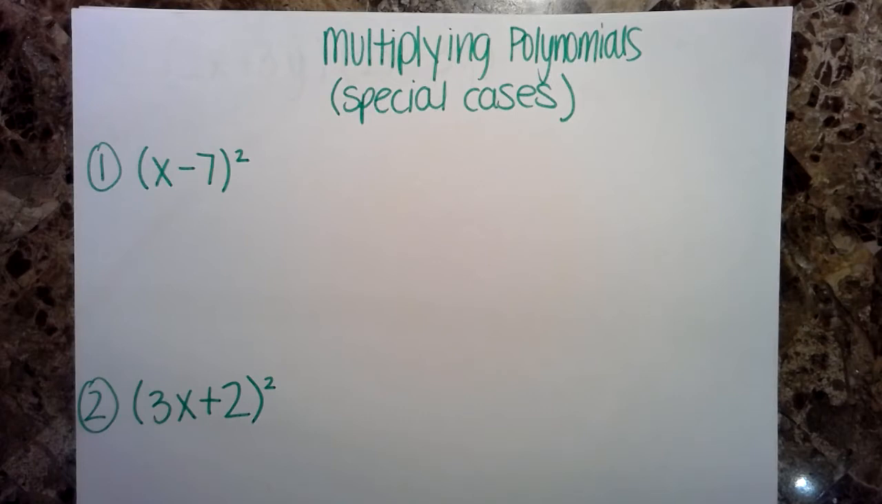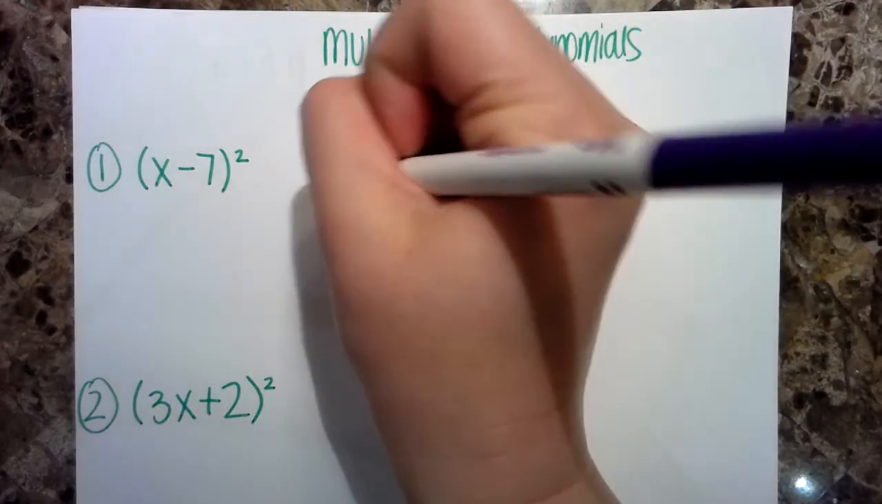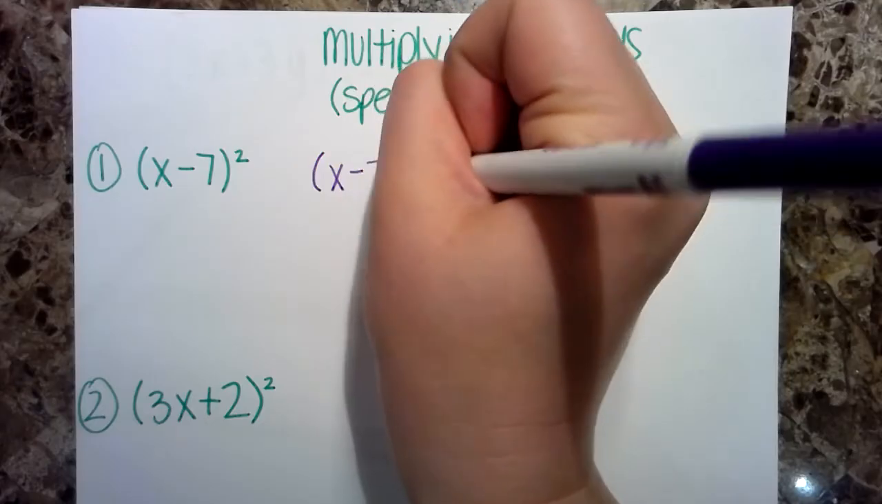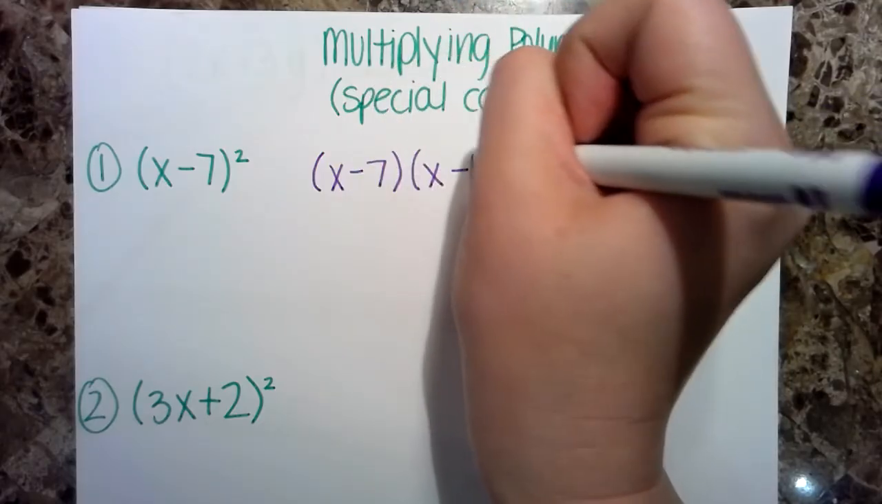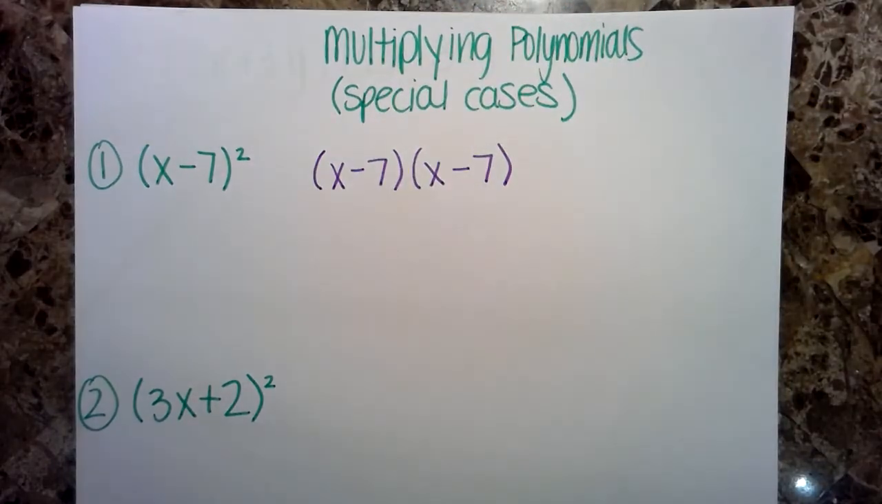Our first example is x minus 7 squared. This is a binomial squared, so you actually have to rewrite it. That squared means there's 2 there, so it's going to look like this: x minus 7 times x minus 7. You're then going to use the FOIL method.